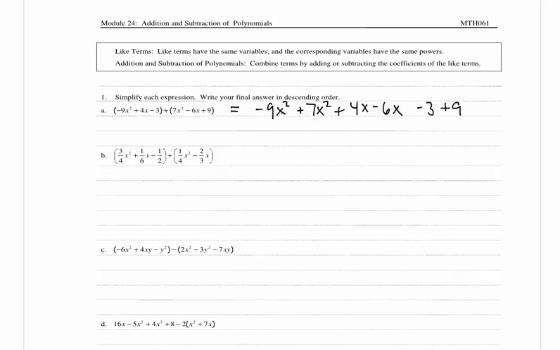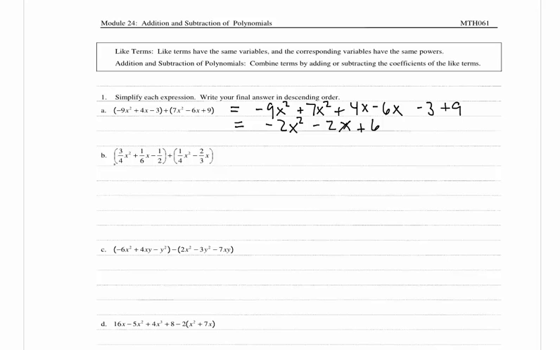So my terms that have two factors of x are first, and then my two terms that have one factor of x, and then my two terms that have zero factors of x. So now to combine our like terms, we're going to add or subtract their coefficients. So for the terms that have x squared in them, we have negative 9 plus 7 is negative 2x squared. And then we have plus 4x minus 6x. 4 minus 6 is negative 2x. And then we have negative 3 plus 9 is plus 6.